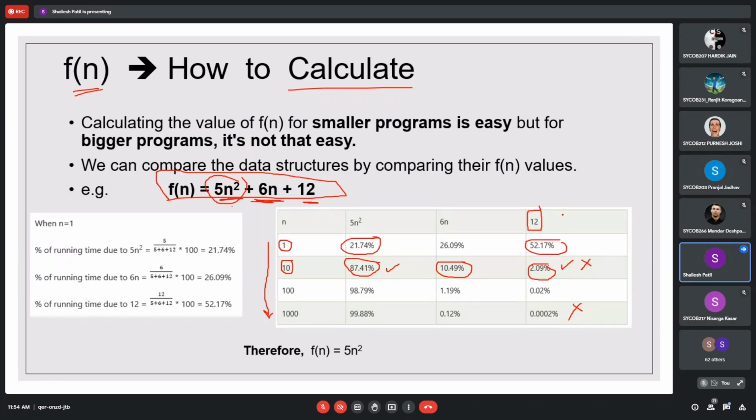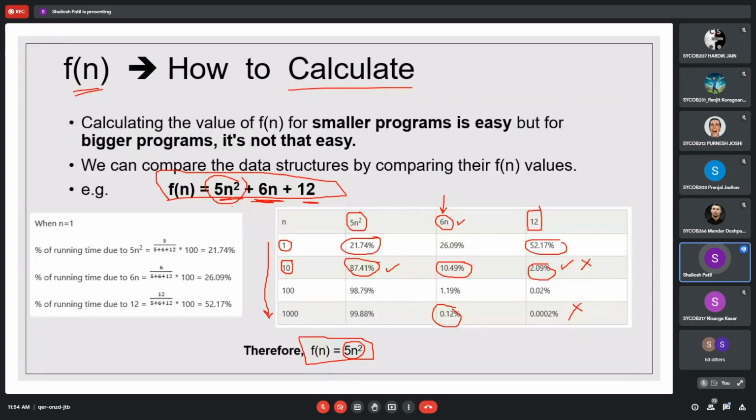12 is of no use, meaning it will have very little impact on the execution of the program. Compared to 5n square, the term 6n is also not that considerable. If the input values increase, 6n will not impact your system. So the complexity of this program is that of 5n square, which we have calculated.